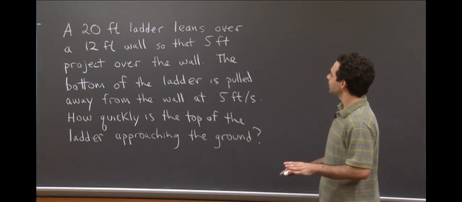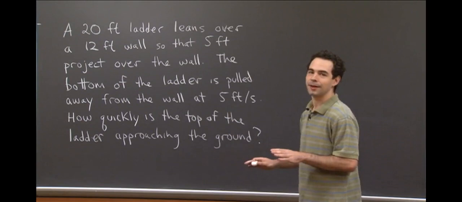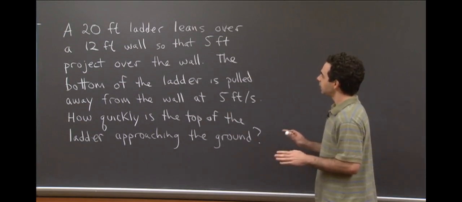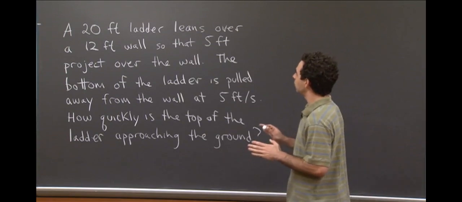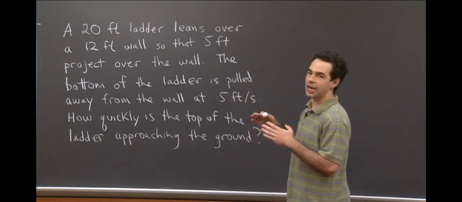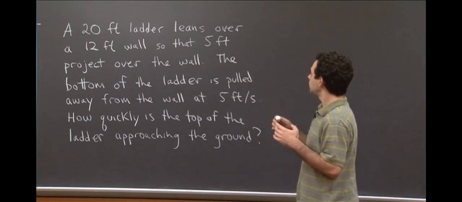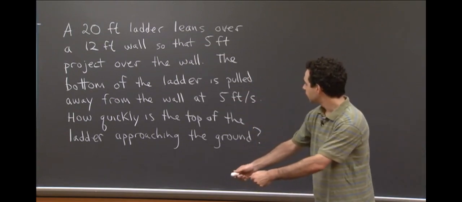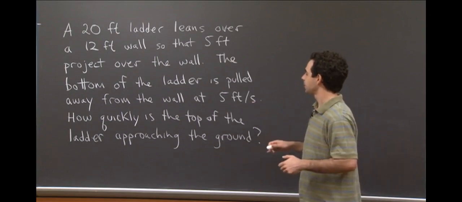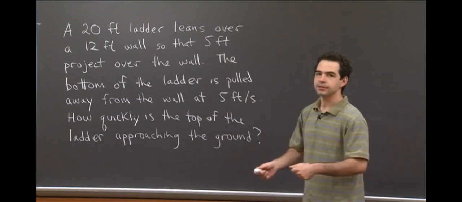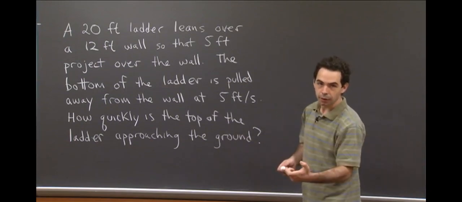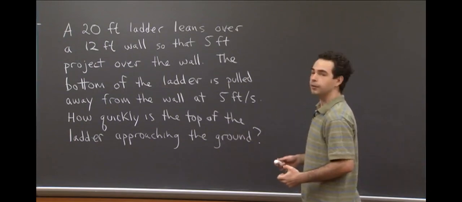So we've got here, okay, this is a mouthful. We've got a 20-foot long ladder, and it's leaning against a 12-foot wall, but it's leaning over the wall, so 5 feet of the ladder project over the top of the wall. And then the bottom of the ladder is being pulled away from the wall at 5 feet per second. So the question is, while this is going on, how quickly is the top of the ladder going downwards? How quickly is it approaching the ground?